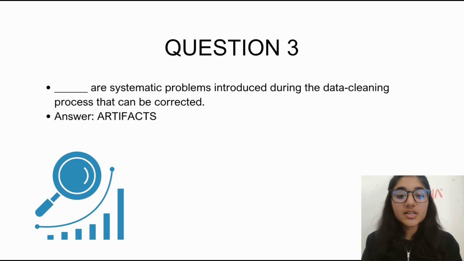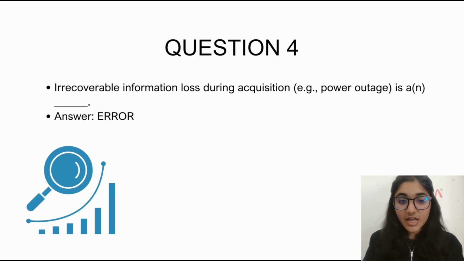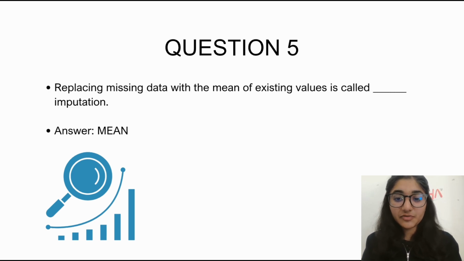The fourth question is, irrecoverable information lost during acquisition is an dash. So the answer is error. The fifth question is, replacing missing data with the mean of existing values is called which imputation? So the answer is mean.